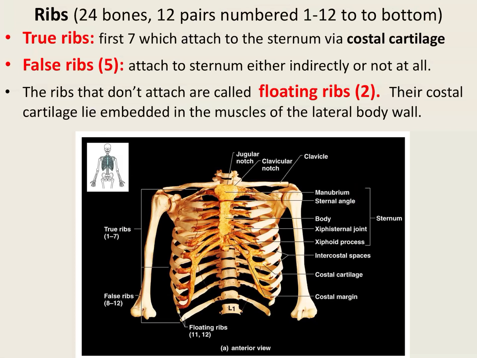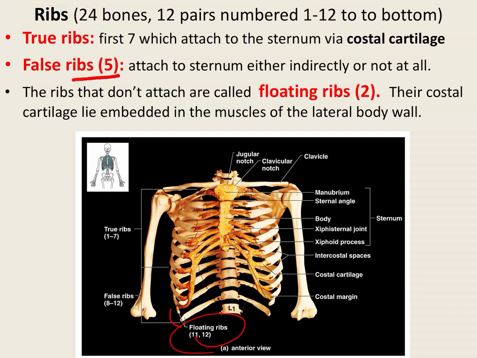The last ribs, 11 and 12, do not attach to the sternum at all with costal cartilage. They're floating. You can see them here and down here. Those are called floating ribs. So the last two ribs are both floating and false. All right, so I have 5 false ribs because the last two are included. They're floating and they're false.